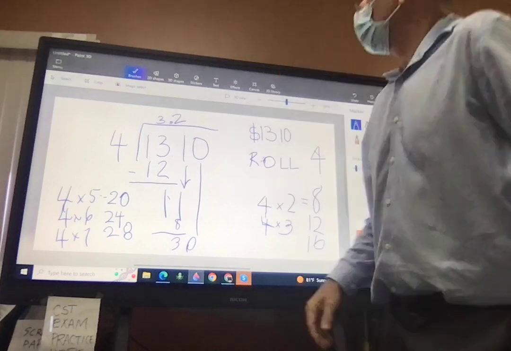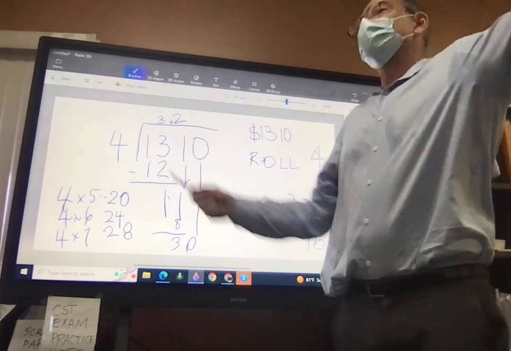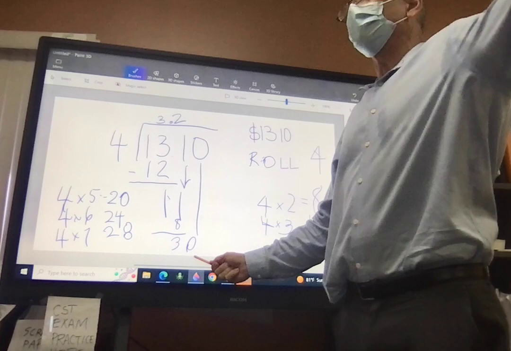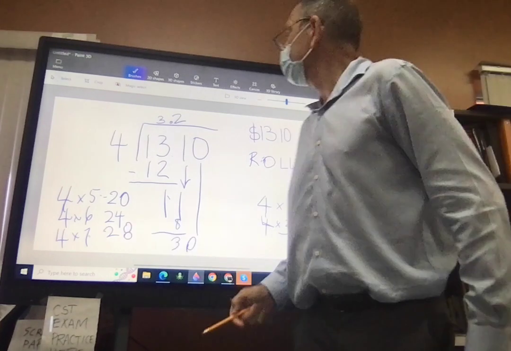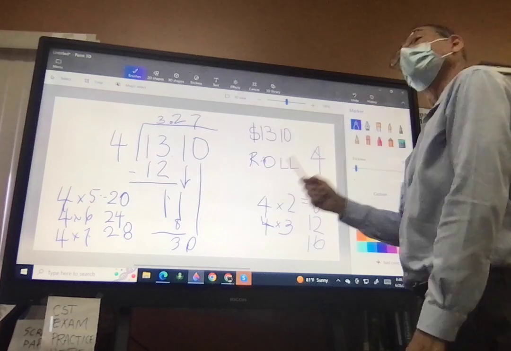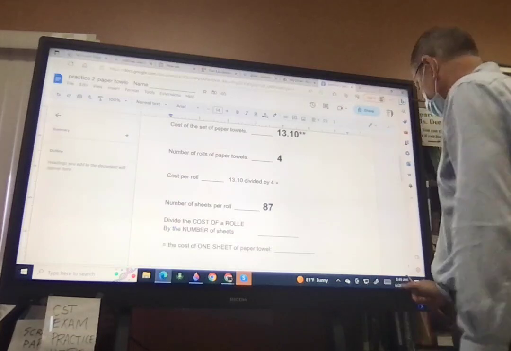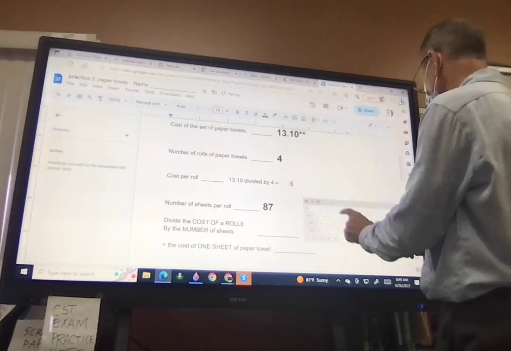Okay. So now we've got how many 4s in 30? 7. So there's my cost per roll. Let's go see what we can do with that. So that right there is my cost per roll.